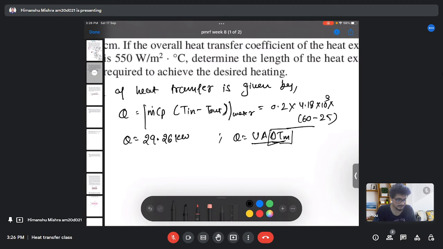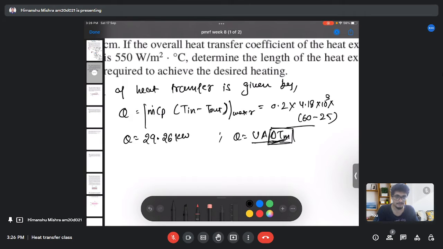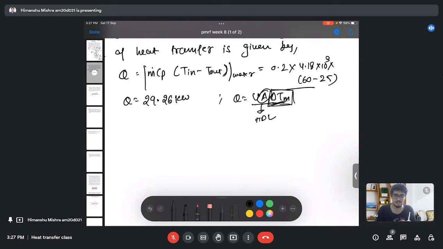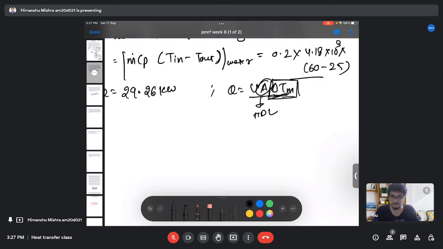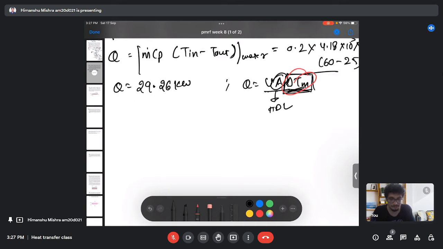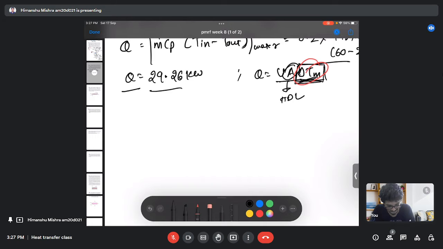Once we find that, the next step is to find the log mean temperature. And once we find the log mean temperature, we need to find the length, which comes from the area pi d l. So let's find the outlet temperature of the geothermal water in order to find this log mean temperature. We already found the heat transfer based on the data and the temperature difference given for the normal water. So we will use this heat transfer.